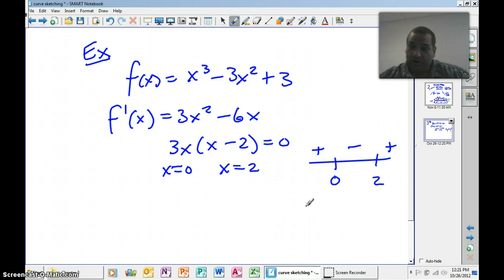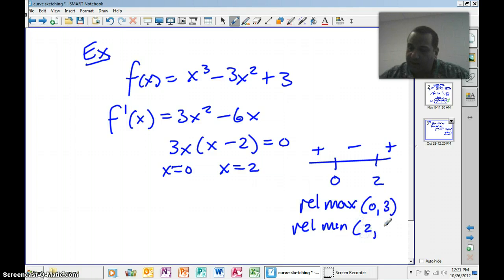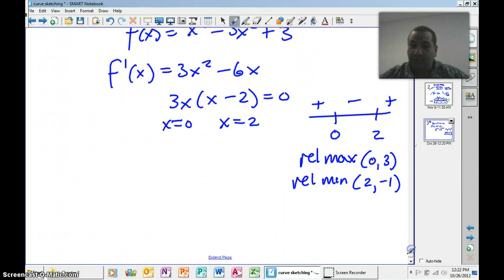So we see we have a relative max at 0, 3. Remember, put it into the original. And we have a relative min at 2, that's 8 minus 12. 8 minus 12 is negative 4 plus 3. I'm guessing negative 1. That's the worst part about this. I forget how to do all the arithmetic. But is that right? I've just got to double check. It's 8 minus 4 times 3 is 12. That's negative 4 plus 3. I think I'm good.